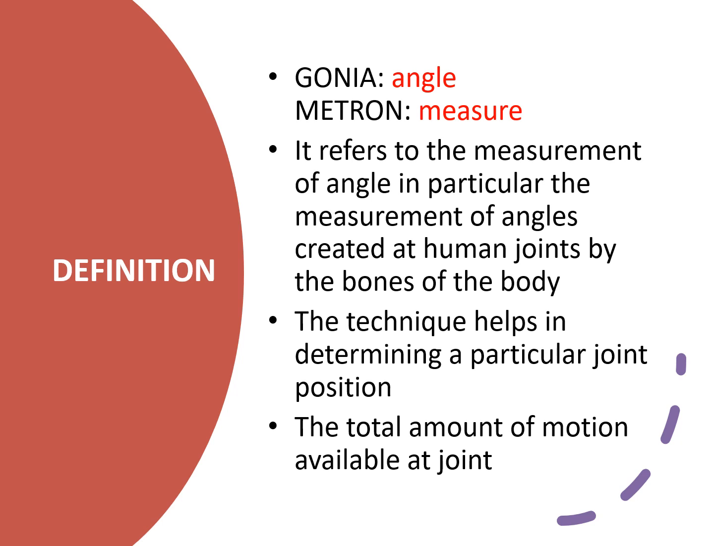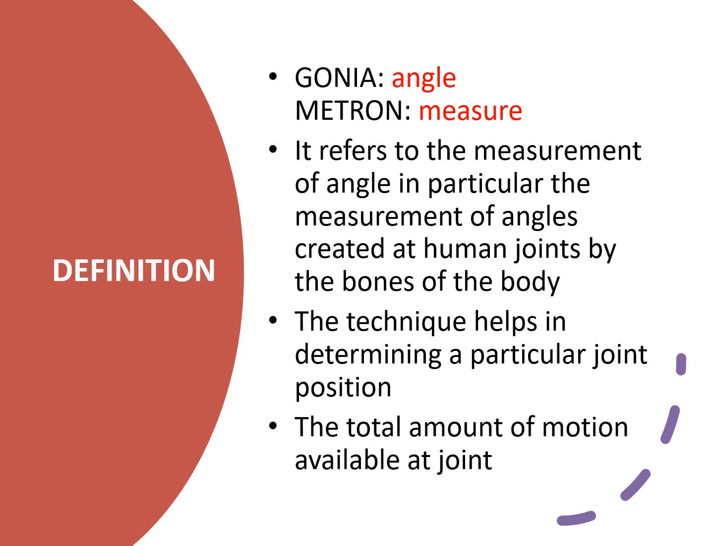Goniometry, or goniometer, is derived from a combination of two words: gonia, which means angle, and metron, which means measure. So measuring the angle taking place at a particular joint is known as goniometry, and the instrument used to measure this range of motion is known as a goniometer. Coming to the definition, it refers to the measurement of angles, in particular the angles created at the human joints by the bones of the body.